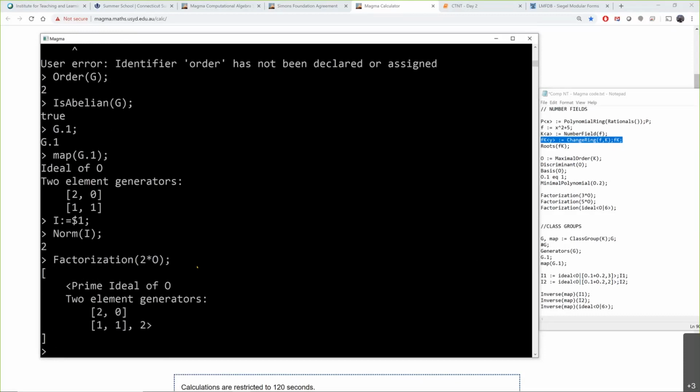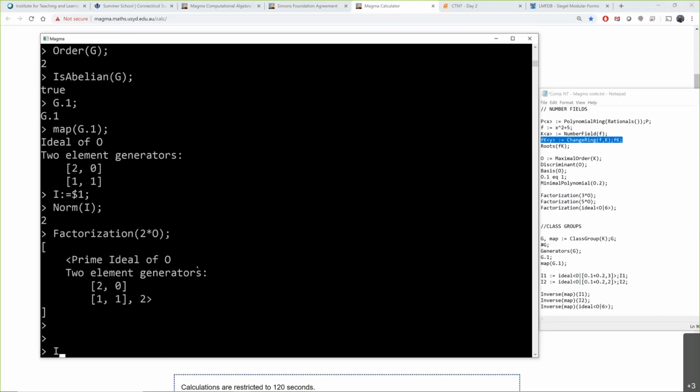Okay, so let's see other ideals. Let me define the ideal I1. This is an ideal of O. I'm going to do O.1 plus O.2 and 3. So this is an ideal above 3.